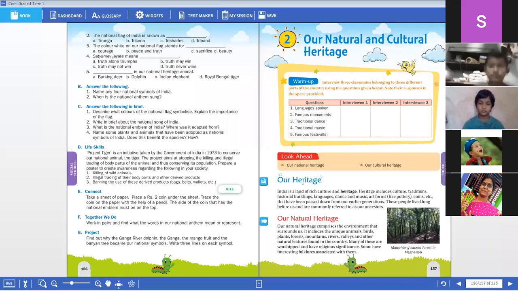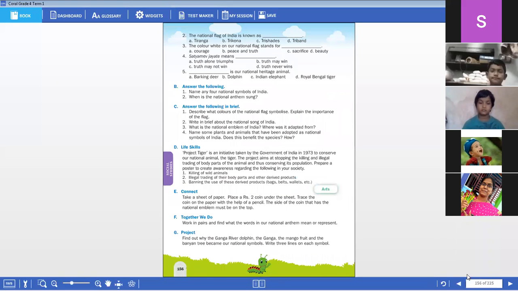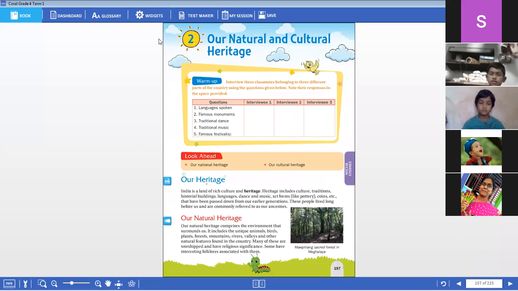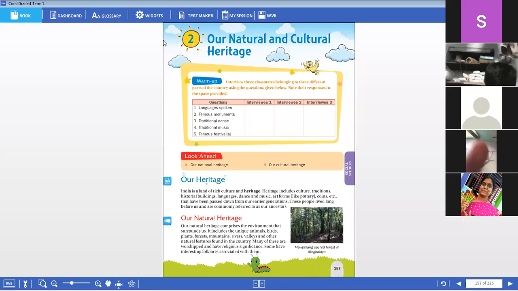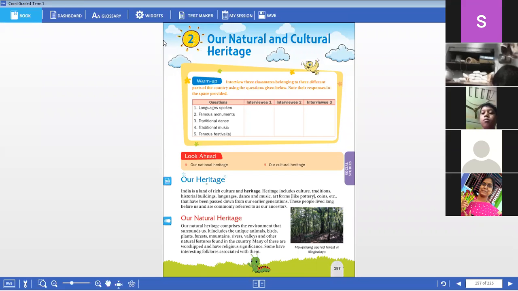Okay, we have gone through an explanation regarding the second lesson, our natural and cultural heritage. We have gone through the word heritage also. Here's what is meant by heritage. Heritage includes culture, traditions, historical buildings, dance, music, art forms like pottery.